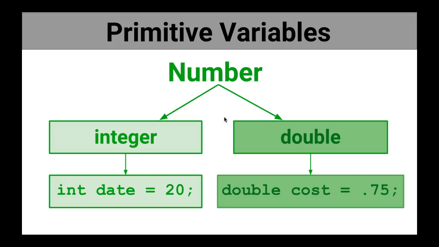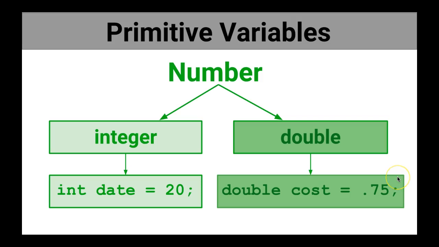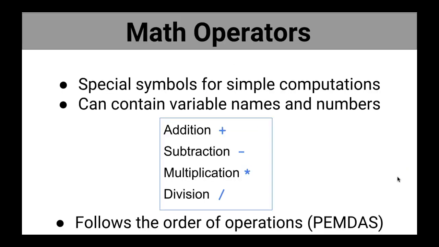So just to review, there's an integer type or a double type. This is how you declare an integer type: int for integer, the variable name, assignment operator, value, semicolon. If you have a double, double is the type, you have the variable name, you have the equal sign, and then you have the value that you're assigning it to. This equal sign is an assignment operator, and then you have the value you want it to be, and then the semicolon.